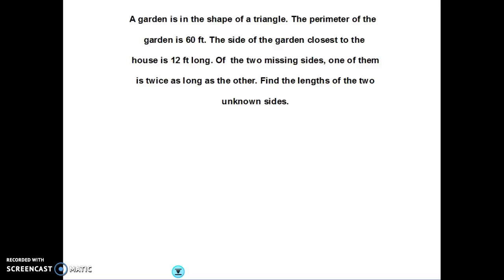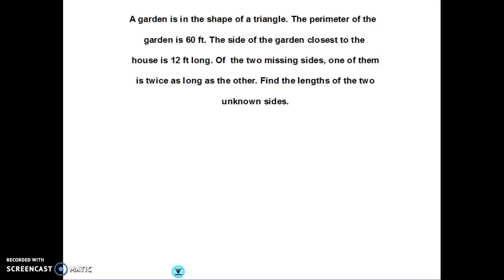A garden is in the shape of a triangle. The perimeter of the garden is 60 feet. The side of the garden closest to the house is 12 feet long. Of the 2 missing sides, one of them is twice as long as the other. Find the lengths of the 2 unknown sides.